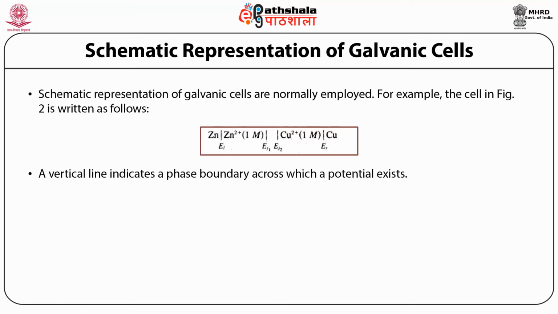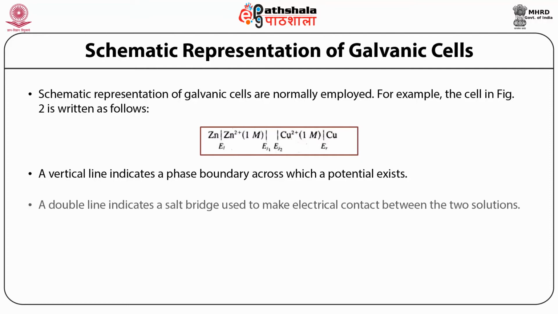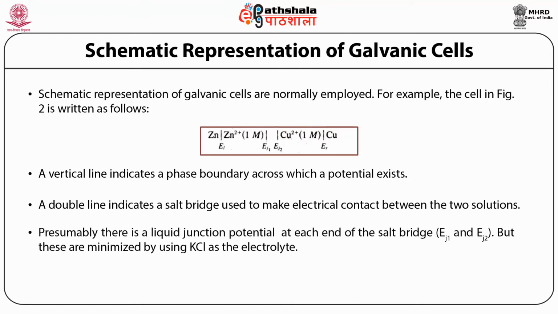A vertical line indicates a phase boundary across which we suppose a potential exists. A double line indicates a salt bridge used to make electrical contact between the two solutions. Presumably, there is a liquid junction potential at each end of the salt bridge, depicted by EJ1 and EJ2, but these are minimized by using potassium chloride as the electrolyte.